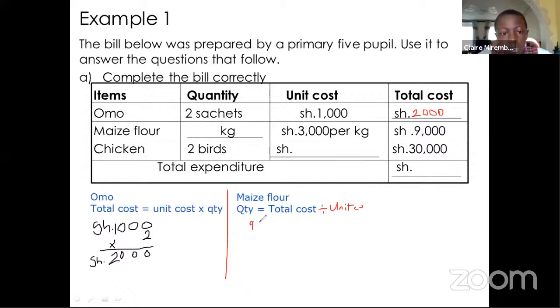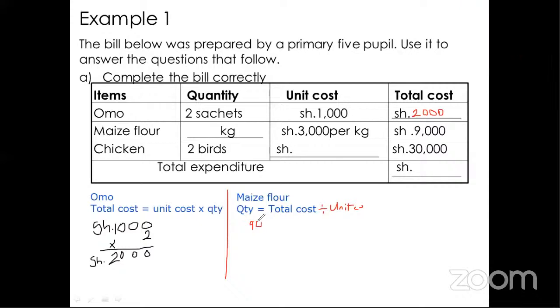The total cost for maize flour is 9,000 shillings, and the quantity is in kilograms. We are now in the second column, second row. So you divide 9,000 by 3,000 to get the quantity for maize flour. You divide it like that.